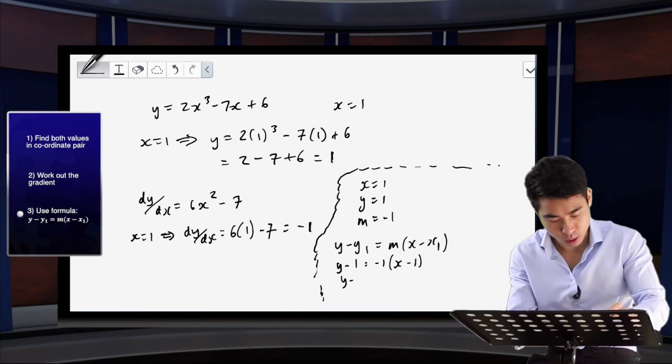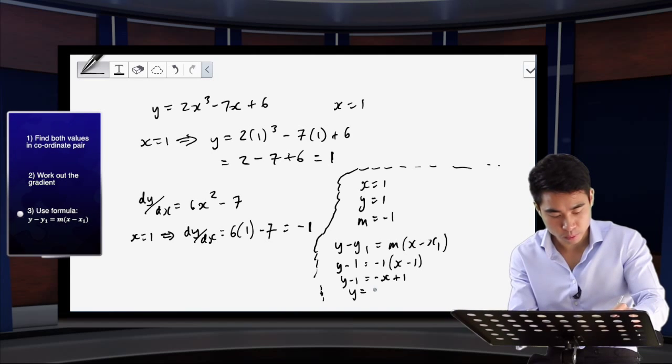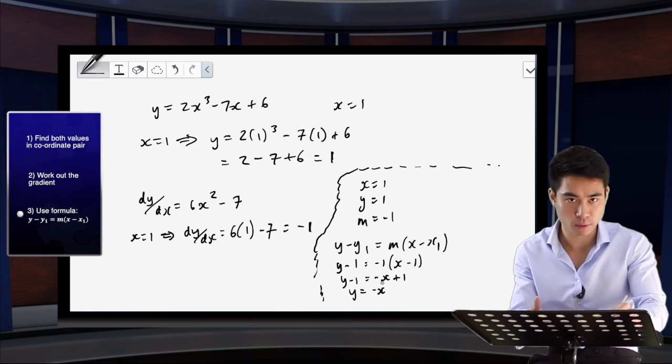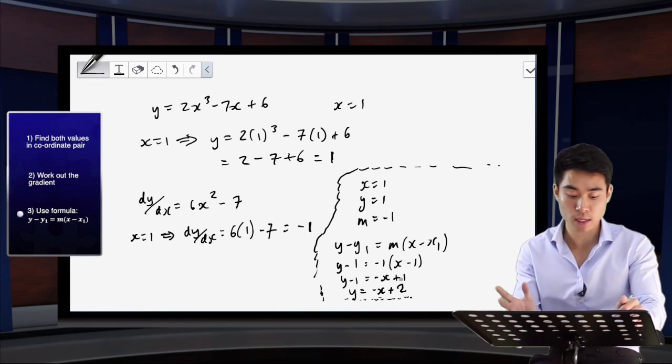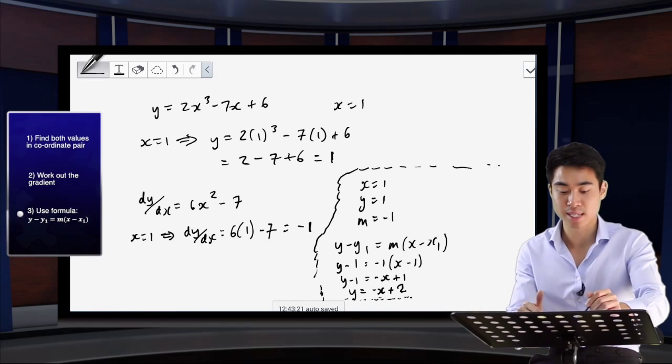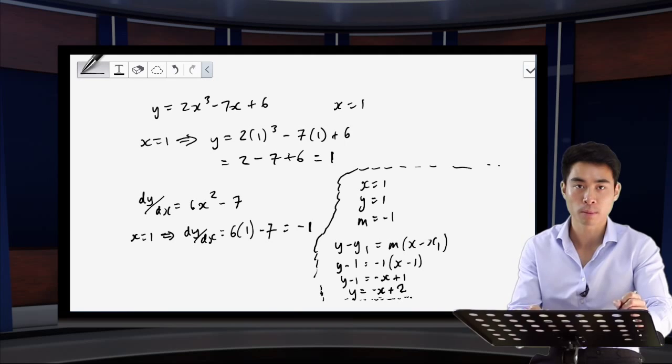So y minus 1, I'm just going to expand those brackets. We've got minus x plus 1. Tidying up, y equals minus x. Okay, I'm just going to bring this -1 over to the other side such that I've made y the subject, and this is in the form y equals mx plus c. So y equals minus x plus 2. That is the equation. That is your final answer. It's in the form y equals mx plus c, and this gives you the equation of the line that is tangential to this curve here when x equals 1.